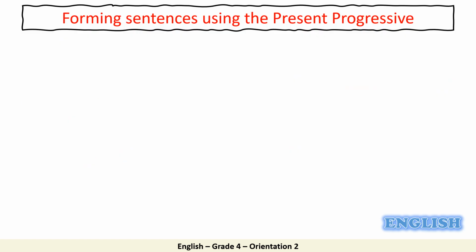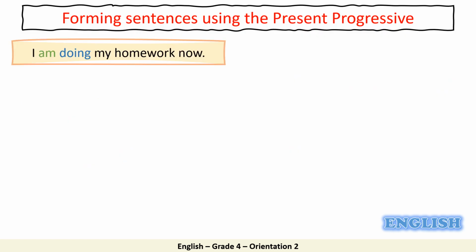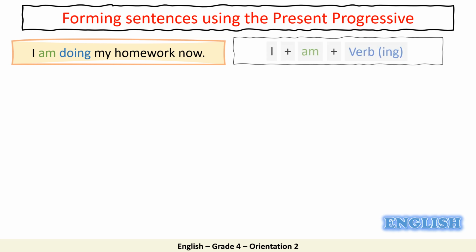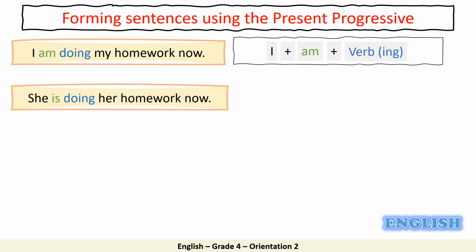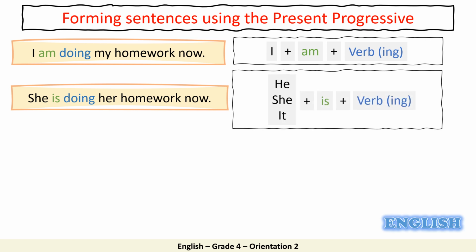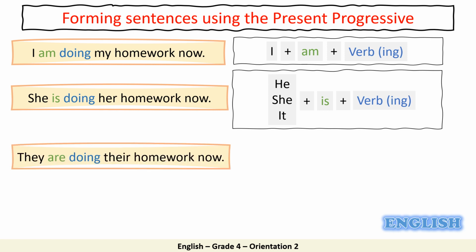Forming sentences using the present progressive. Read the sentence with me. I am doing my homework now. We form it by I am plus the verb in the ing. Next, she is doing her homework now. We can replace the she with he or it, or we can use a name of one person, plus is plus the verb in the ing.